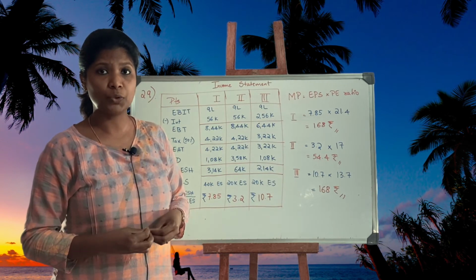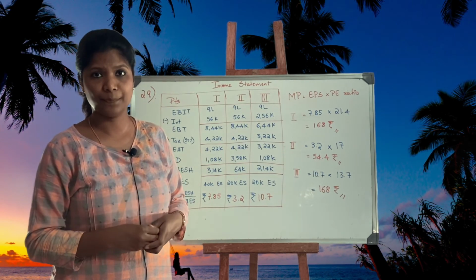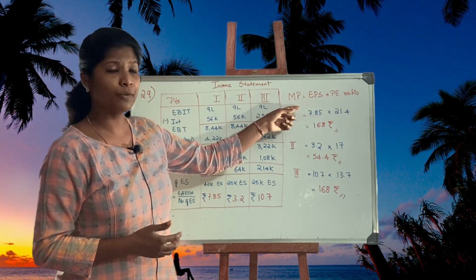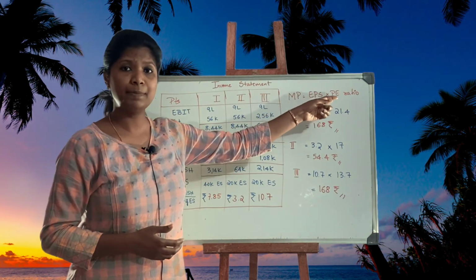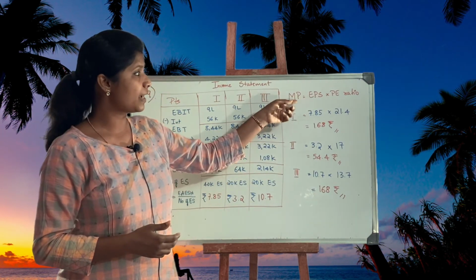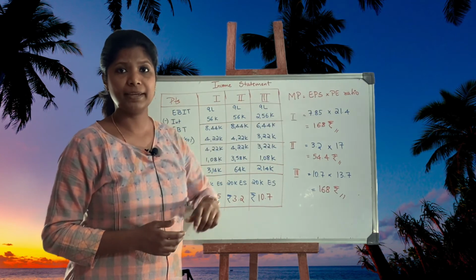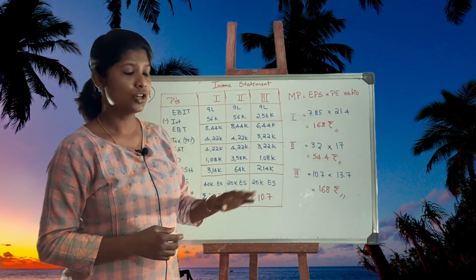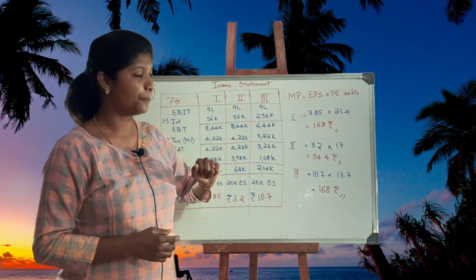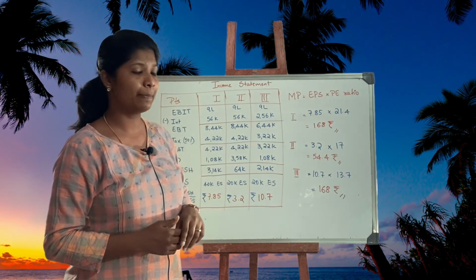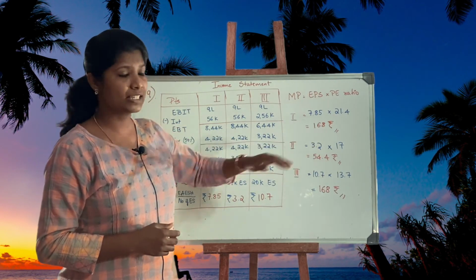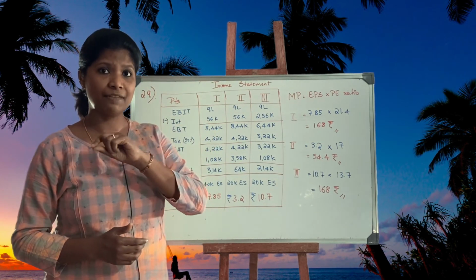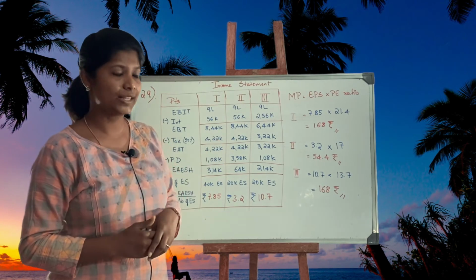So we need to find out the market price of this share. Okay, it's just an estimation. The formula for market price is EPS multiplied by PE ratio. EPS we have found out, PE ratio is given in the question, so we just have to multiply according to the plan. Plan 1, 7.85 multiplied by 21.4, we arrive at 168 rupees, so it's basically 167.99, so I'm just rounding it up to 168.